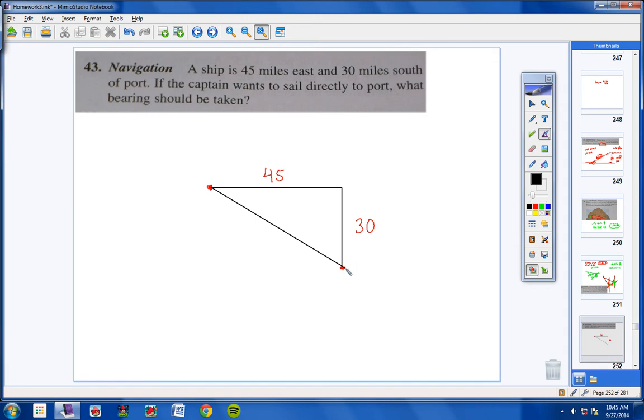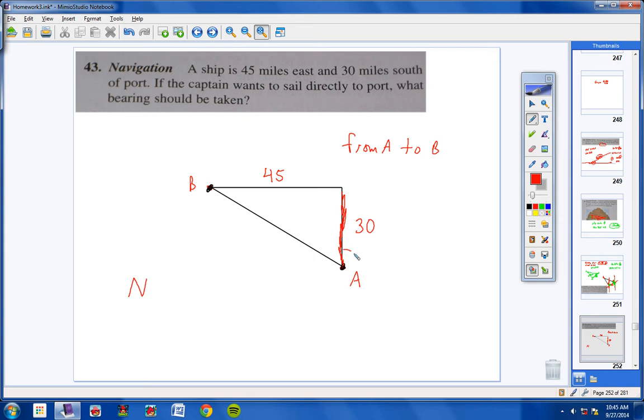Now, students, he's here and he wants to go here. So for the bearing, let's call this A, and we'll call this B. He wants to find a bearing from where he is, A, to the port, B. So here we go. Going from A to B is north. So I'm going to go north, which I already have that line drawn.